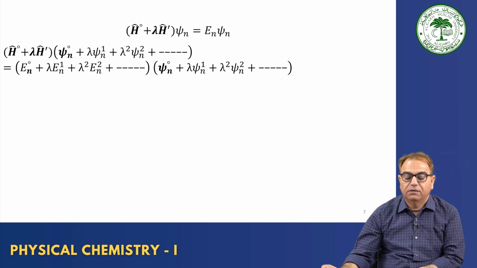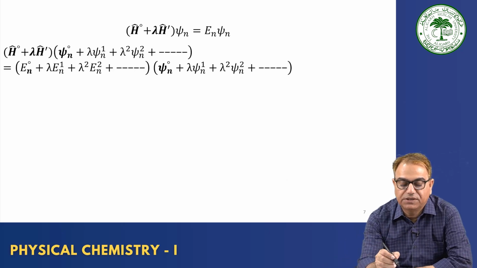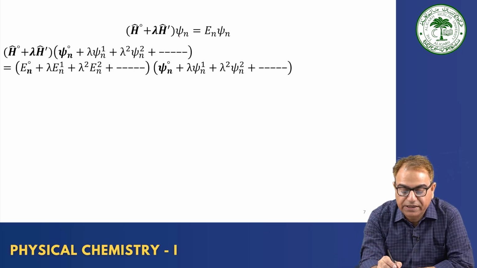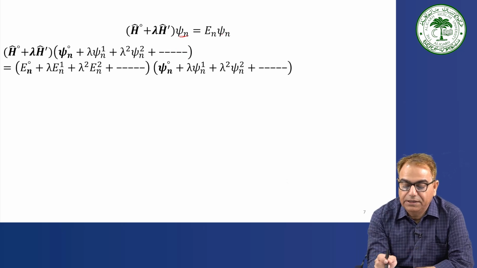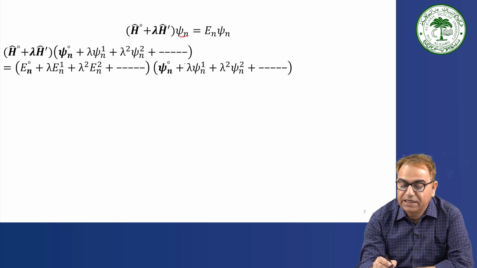Equation 3 was the first equation. Then in place of psi n, I have written psi n naught plus lambda psi n1 plus lambda squared psi n2. The rest of the terms I have omitted because they are not needed, and they will be small. Then En becomes En naught plus lambda En1 plus lambda squared En2, and so on. Then again psi n is psi n naught plus lambda psi n1 plus lambda squared psi n2, and so on.